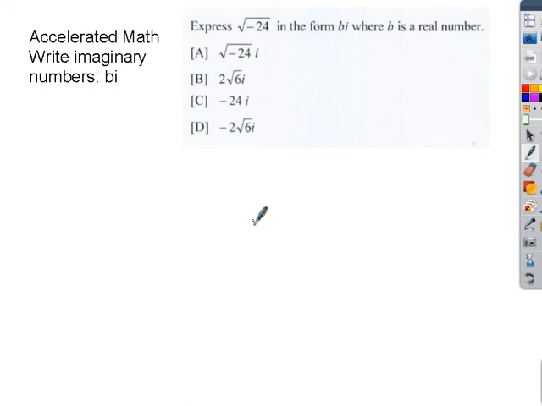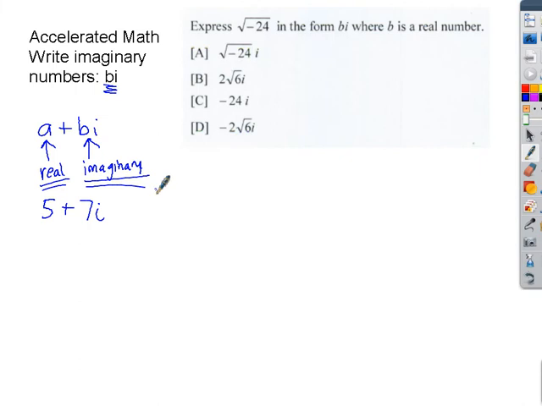Write imaginary numbers, bi. Imagine that. Okay, this bi thing, you might be like, what is bi? Do you remember a plus bi, where a was the real component of the number, kind of like 5 is a real number, plus maybe 7i, where bi is the imaginary portion of the number? So that's all they're asking for on this, is to get it into this imaginary format. They're focused on this part. There is no real component to this, and they just want you to get in that format.